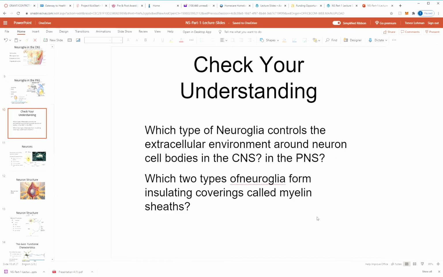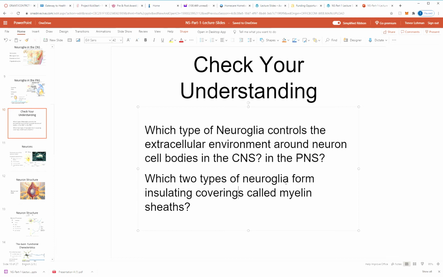Okay, so what type of glial cell controls the extracellular environment around neuron cell bodies in the central nervous system? That would be the oligodendrocyte. In the peripheral nervous system, that would be the Schwann cell. Which two types of neuroglia form insulating coverings? Oh, I'm sorry, guys. Did you catch my mistake? Maintain the extracellular environment. That would be the astrocyte in the CNS and the Schwann cell in the peripheral nervous system. Excuse me. So astrocyte for central, Schwann for peripheral.